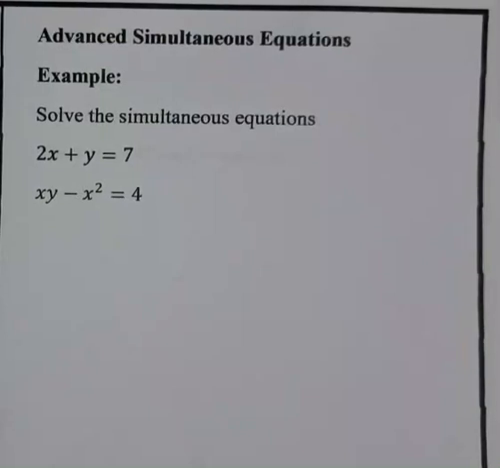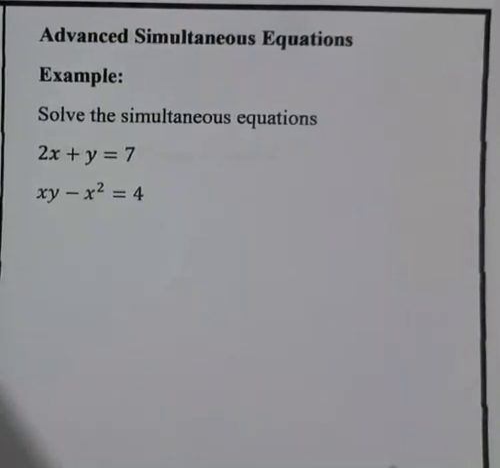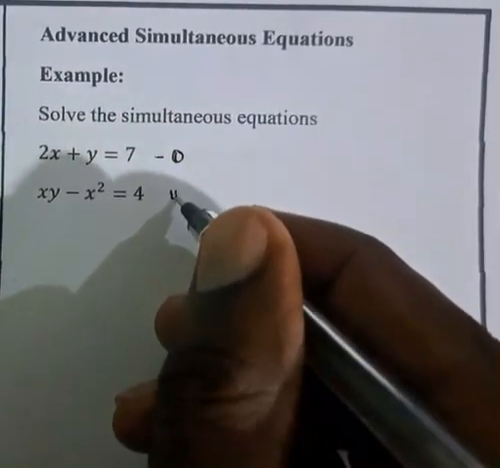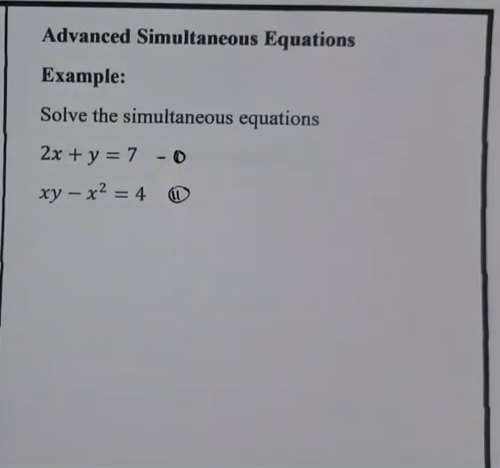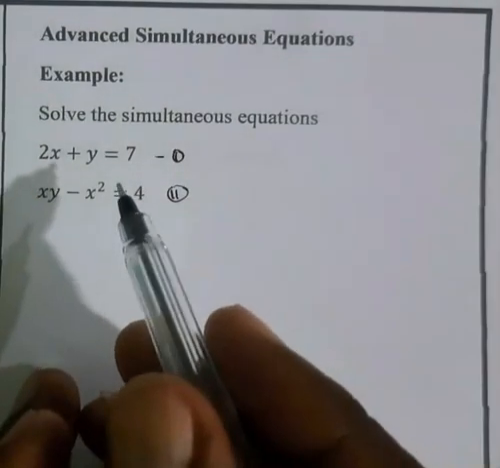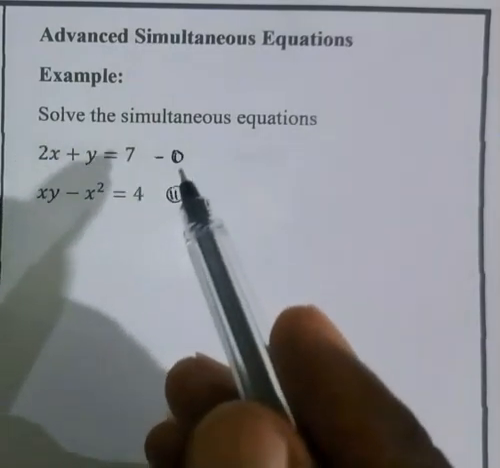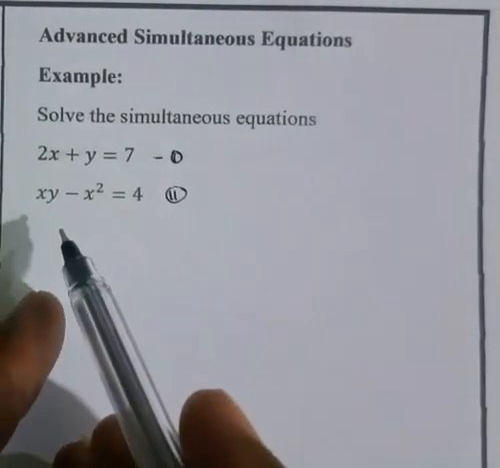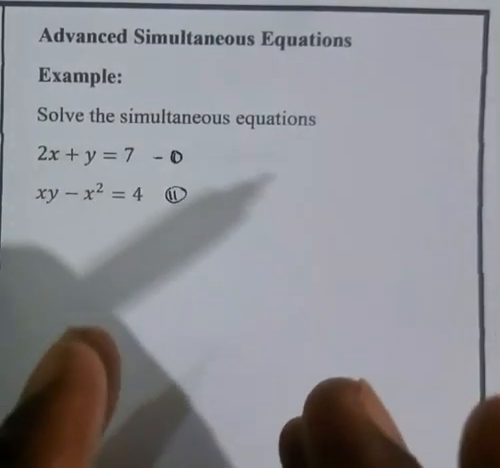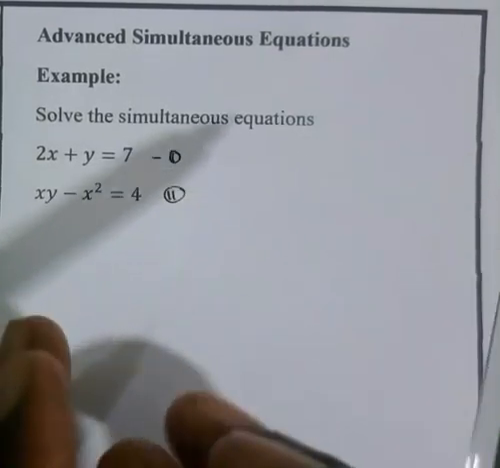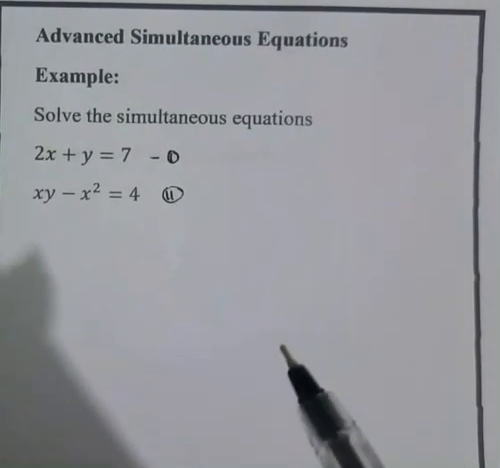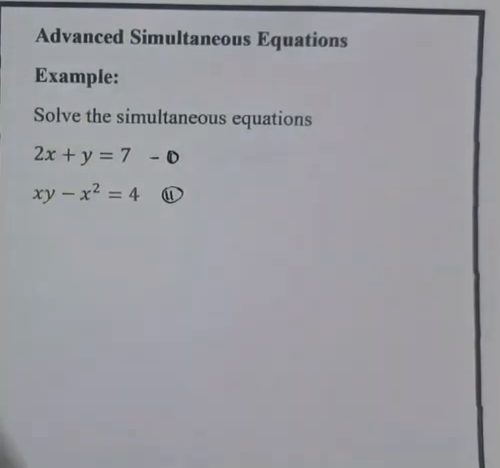tackle this question using the substitution method. Of course, we label these equations: this is equation 1 and this is equation 2. We can pick either equation, and let's go for the simple one, which is equation 1. For equation 1, we make y the subject of the formula. Then after that, we plug it into equation 2 so that we're going to have similar variables. Then it will be possible for us to find the values, and we're going to see how we progress.